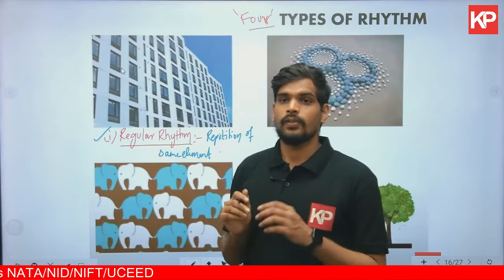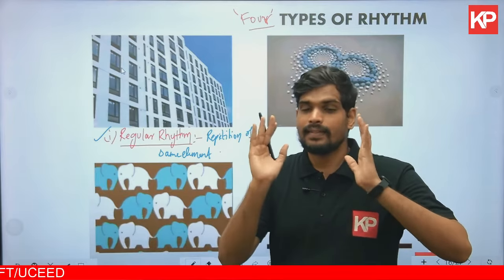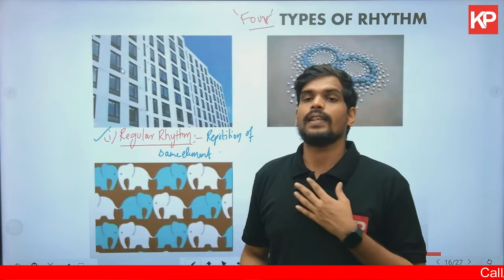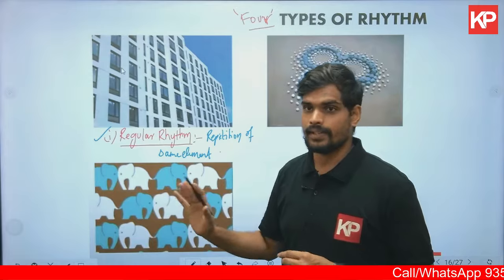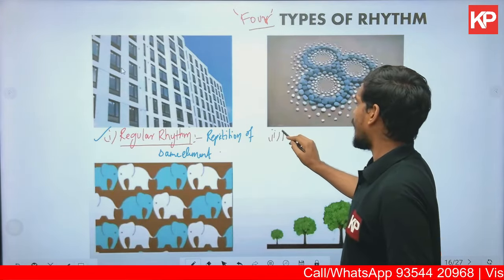In this picture, you can see a building where the exactly same window, same shape, same size, same color, is repeated throughout the face of the building. So that is called regular rhythm. Regular rhythm is where the same element repeats throughout the design. Second type of rhythm is random rhythm.